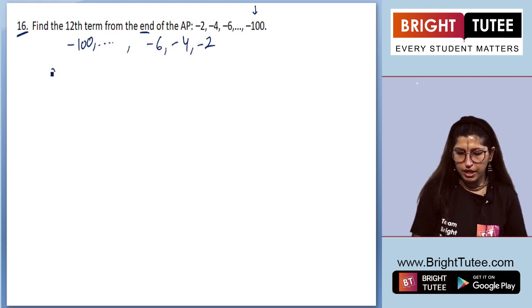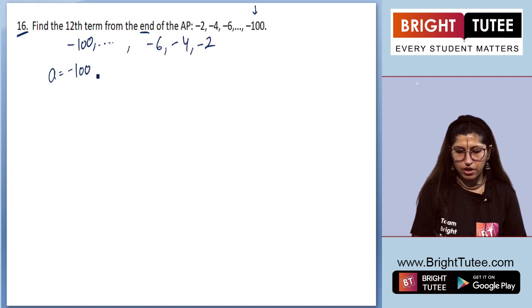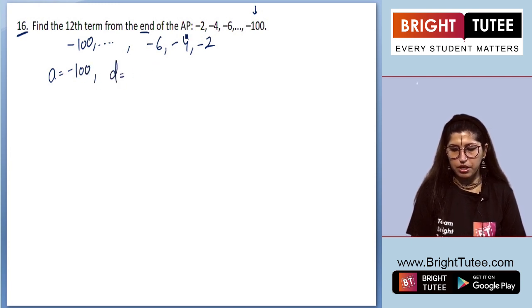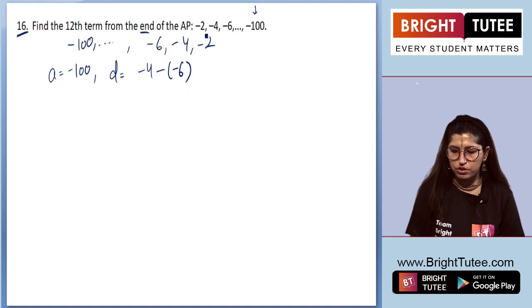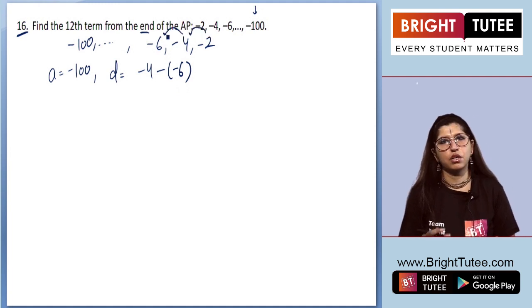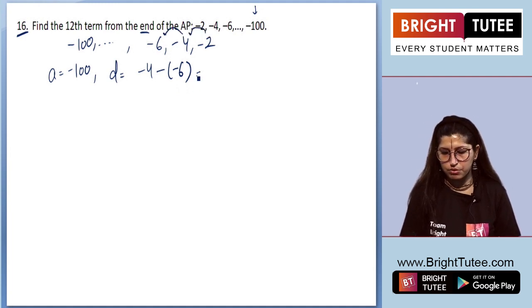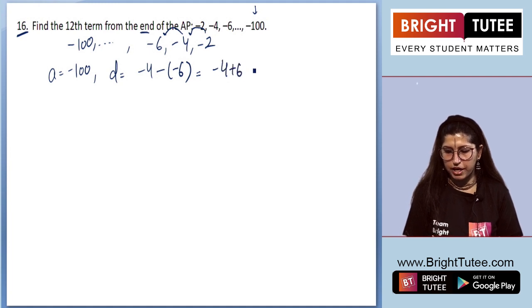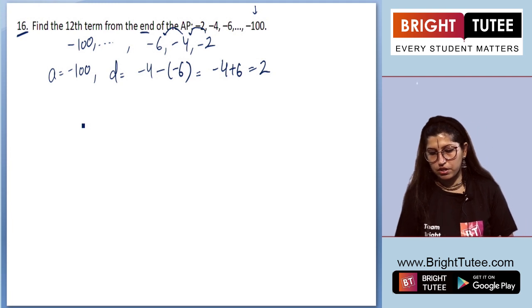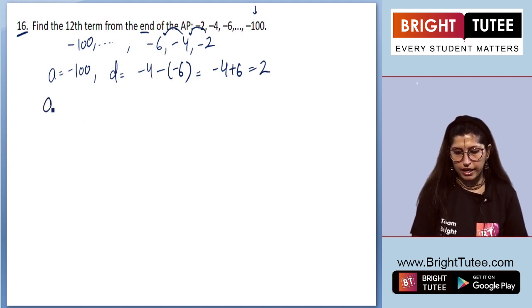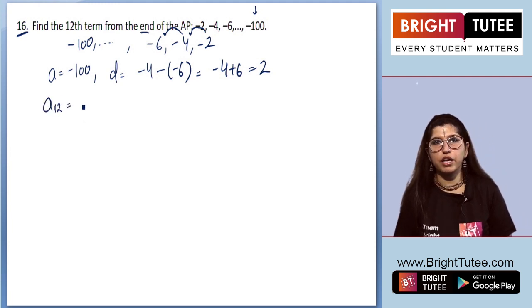So over here what will be A now? A will be -100, and what will be D now? D will be -4 minus of -6, or -2 minus of -4, because D is the difference of these two terms. So you can take the difference of any two terms which we have. So -4 plus 6 will be 2. Now A is -100, D is 2. What will be A12? Because they are looking for A12.